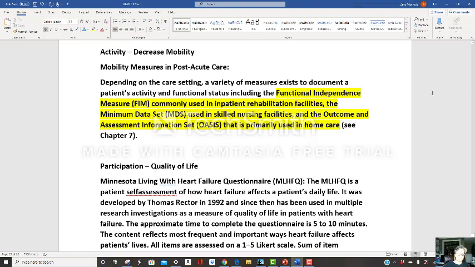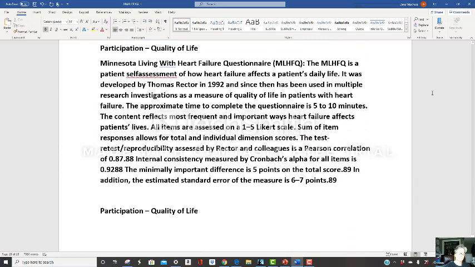See Chapter 7. Participation: Quality of Life. Minnesota Living with Heart Failure Questionnaire, MLHFQ. The MLHFQ is a patient self-assessment of how heart failure affects a patient's daily life. It was developed by Thomas Rector in 1992 and since then has been used in multiple research investigations as a measure of quality of life in patients with heart failure. The approximate time to complete the questionnaire is 5 to 10 minutes. The content reflects most frequent and important ways heart failure affects patients' lives. All items are assessed on a 1-5 Likert scale.